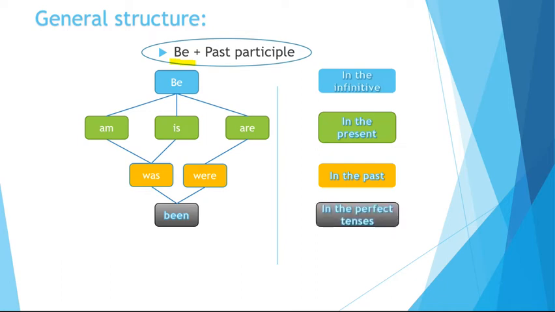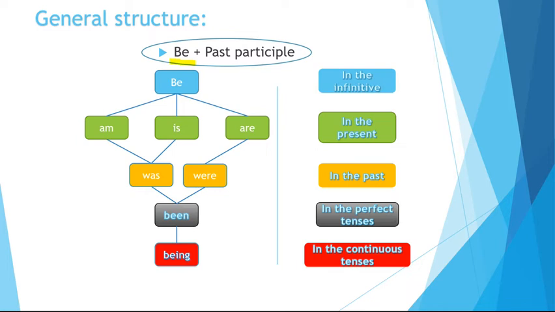Remember, we use this one in the perfect tenses. So there should be have, has, had before. What about the continuous? Automatically we add -ing if we see -ing in the main verb. So this is the diagram and the conjugation of the verb be in the different tenses. Remember, be is changeable.